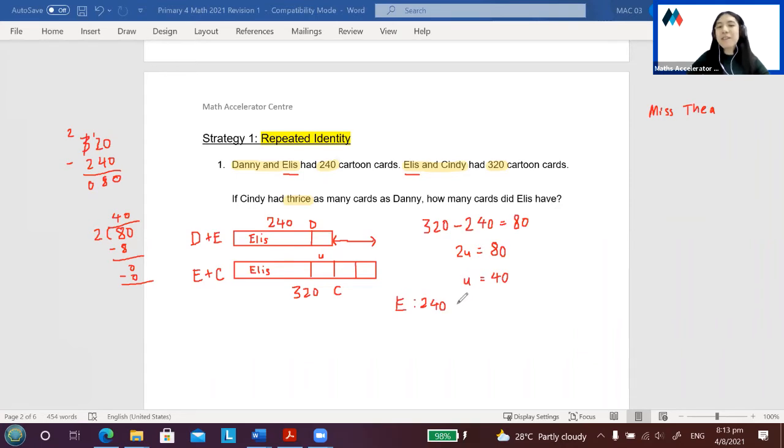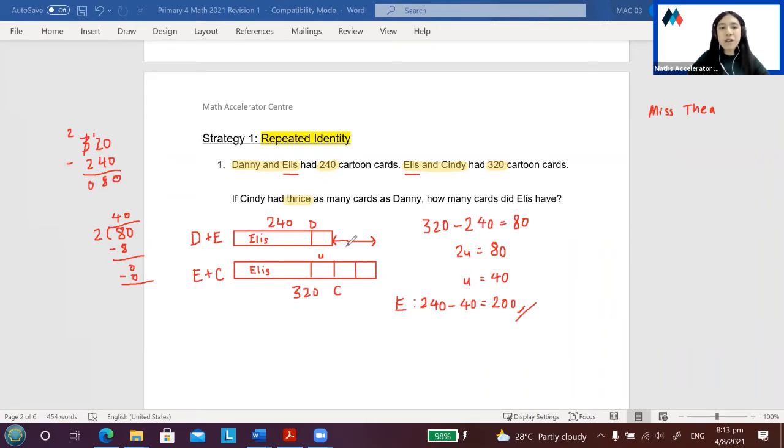Don't worry if you type too late, it's fine. 240 minus 40. Can anyone tell me what this equals to? Yeah, 240 minus 40 is 200. So this is the number of cards that Alice has.